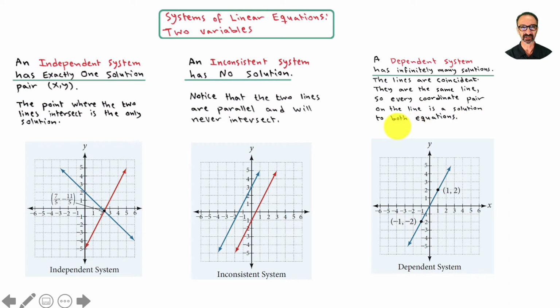We're going to, of course, see some examples. If you want to distinguish between the words, dependent means same line. They depend, like exactly the same. Like if I say x plus y equals 5, and I say 2x plus 2y equals 10, that is pretty much the same. They depend on each other by a factor of 2. Inconsistent, no solution. Independent means I'm going this way, you're going the other way. So they are independent, with different slope and different y-intercept, that's another way to say it.